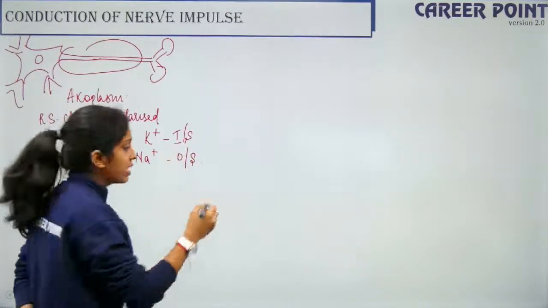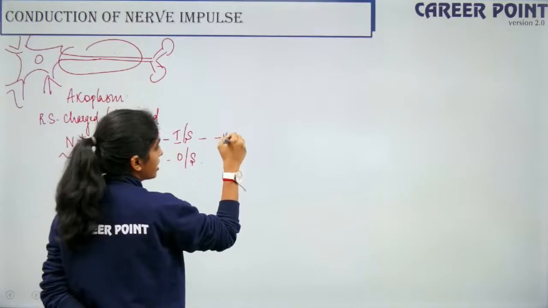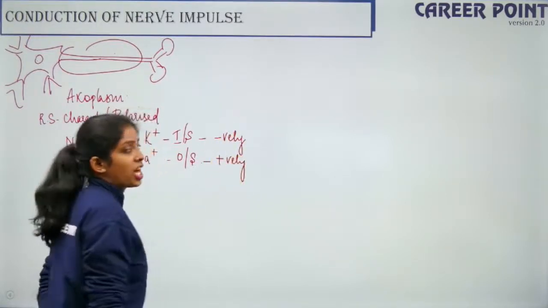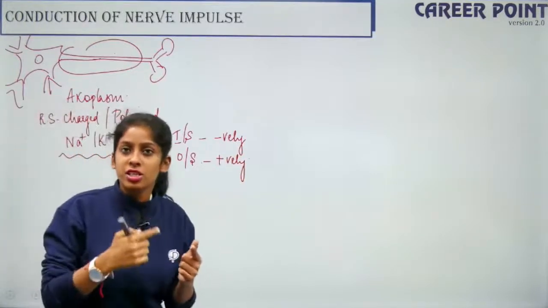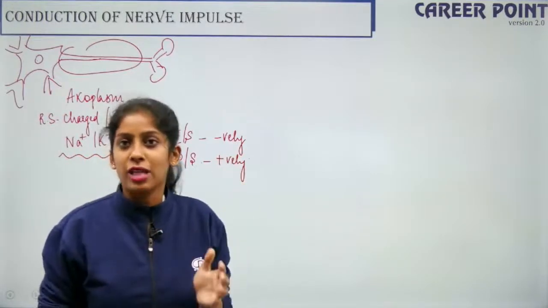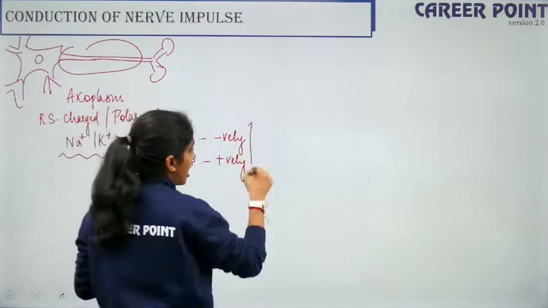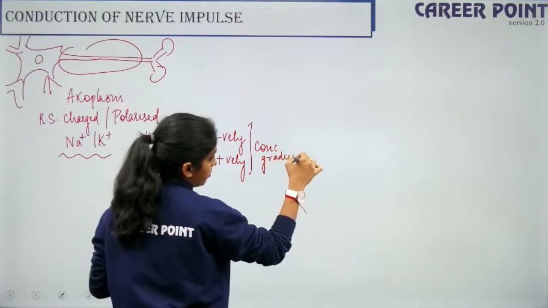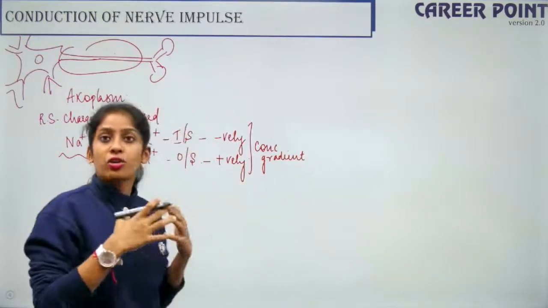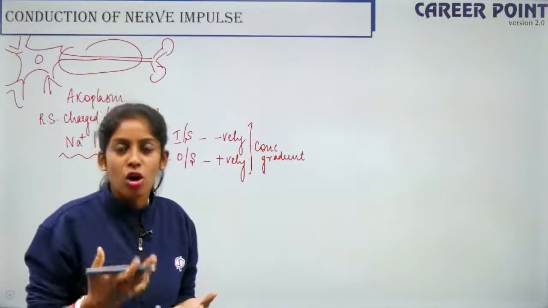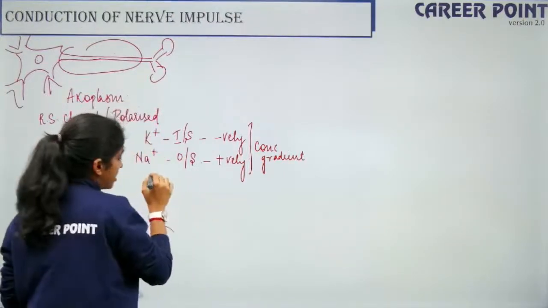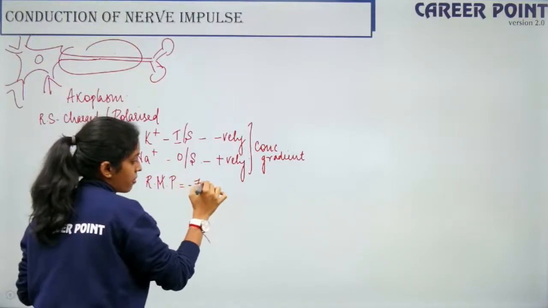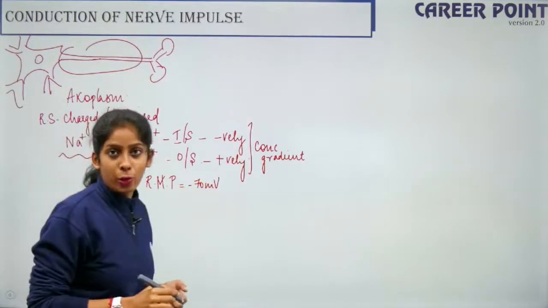And also on the inner side you have more negatively charged ions, and on the outer side you have more positively charged ions. Since there is a difference in charge on the inner side and the outer side of the axoplasm, this is known as a concentration gradient. Also, this potential across the axonal membrane or the axon of a neuron is known as the resting membrane potential. And the value of this resting membrane potential is minus 70 millivolt, right?